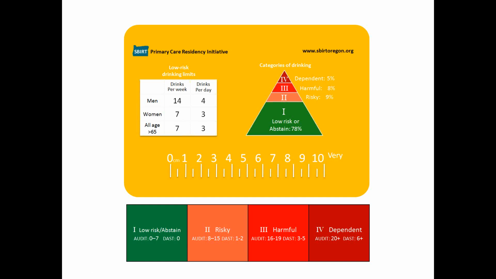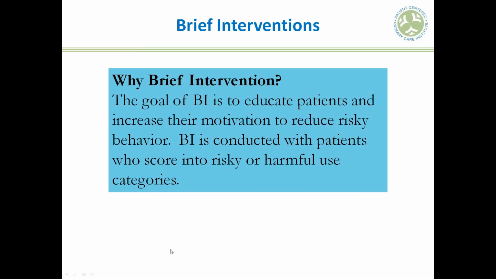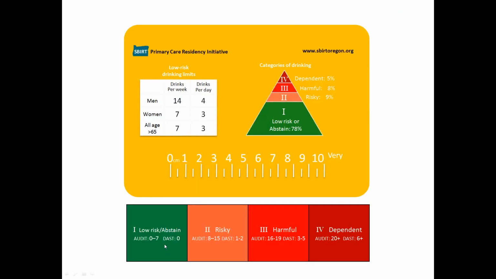You'll also see here the categories of drinking. So low risk with the associated scores. The associated scores for the AUDIT. Again, that's the alcohol screening. The DAST, again, only a 0, so no drug use at all. We'll put folks into this low-risk category. And here we move into risky and harmful drinking.